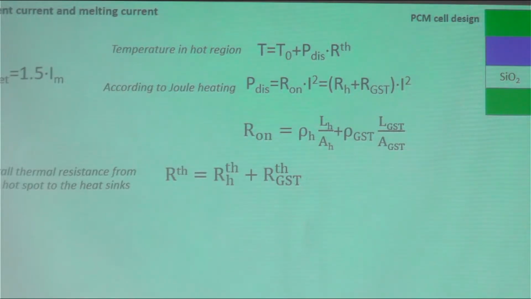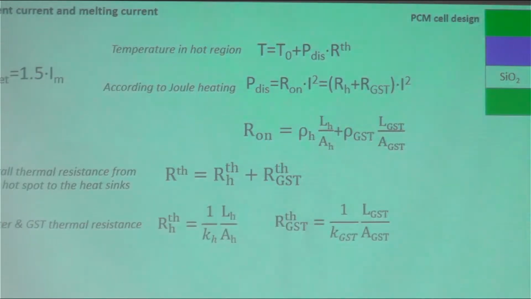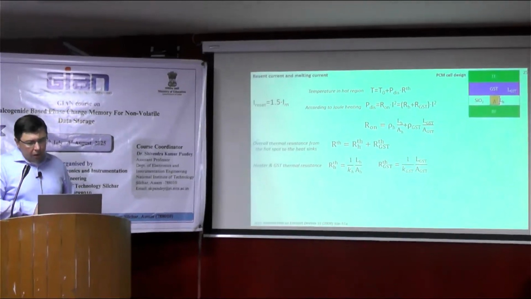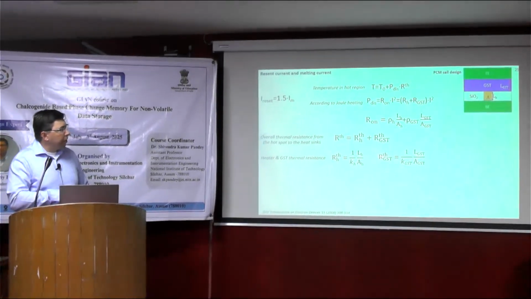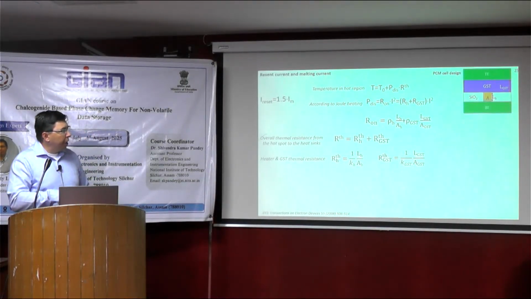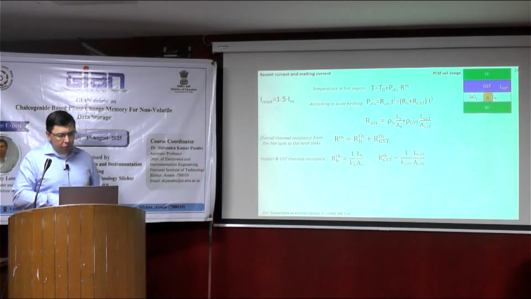Now, the overall thermal resistance from the hotspot to the heat sink is composed of the thermal resistance of the heater and the thermal resistance of GST. The thermal resistance of the heater can be written as 1 divided by K of heater, times LH divided by AH. This is the thermal resistance of GST. It is defined as 1 divided by the thermal conductivity of GST, times the length of GST divided by the area of GST.